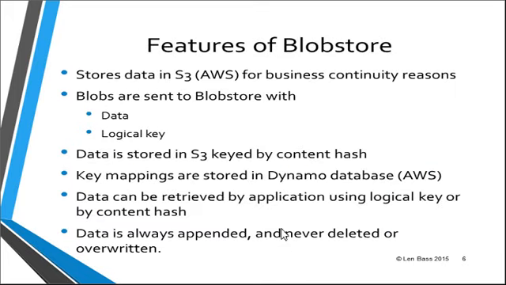So what does Blobstore do? It stores the data in AWS in several regions, or at least several availability zones, and that's for business continuity, as we discussed. The blobs that are sent to Blobstore are data, so just binary data and a logical key. And the data is stored in the database in one way, but you can access it in two different ways.